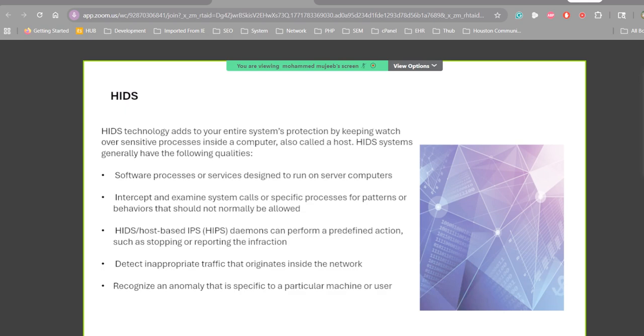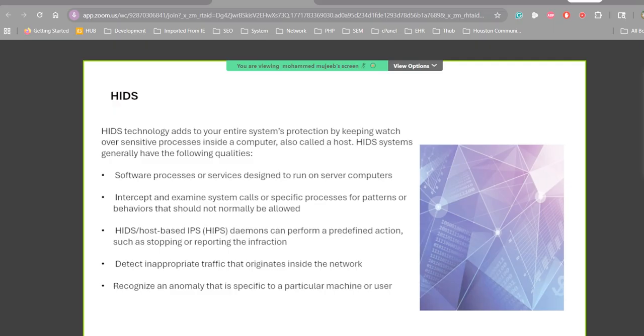So we are saying, if it is not a normal specific process, pattern, or behavior, it should not normally be allowed. For example, you log on to your system from your office every day. That's a normal specific pattern. And all of a sudden, you go to Bombay, India and log on from there. That's abnormal, right? In those cases, it alerts the SOC.